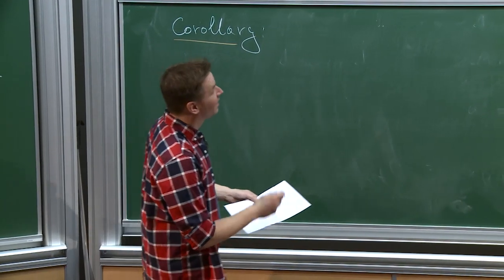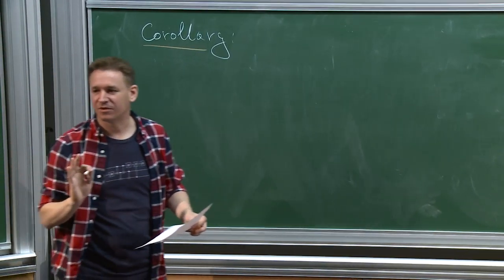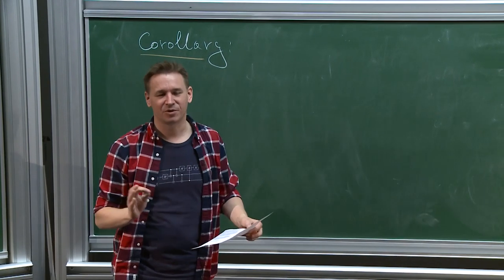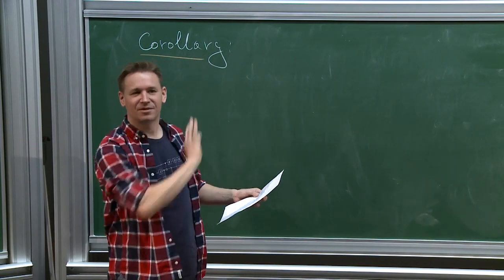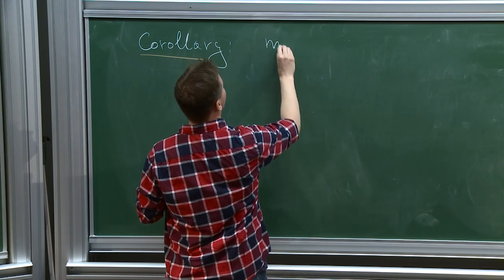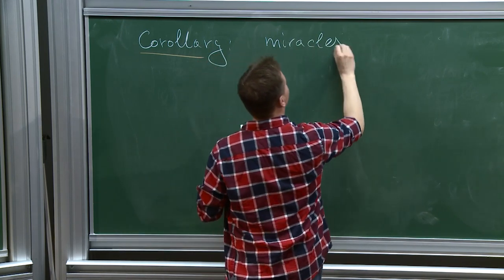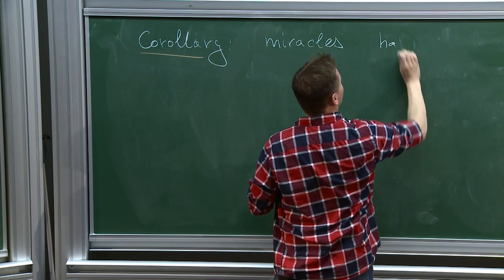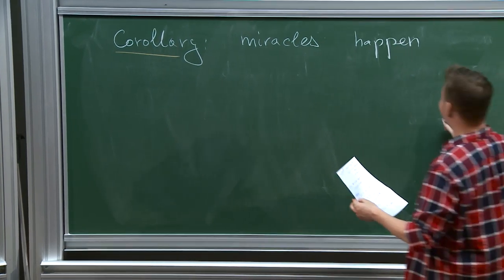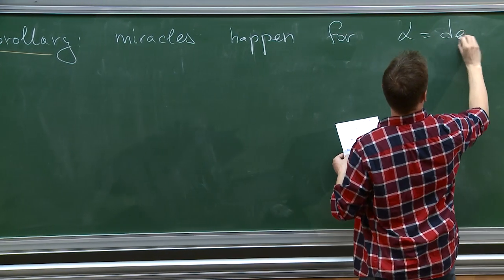wishes are. But I want to, again, emphasize the role of these degenerate saddles, because for topological applications, that's very important. And one way to say it is that these degenerate saddles are special. I want to put it even more strongly, I want to say that a corollary of the statement is that miracles happen. So this is surely a mathematical statement, right? Stavros, you would probably agree with this. For alpha degenerate.